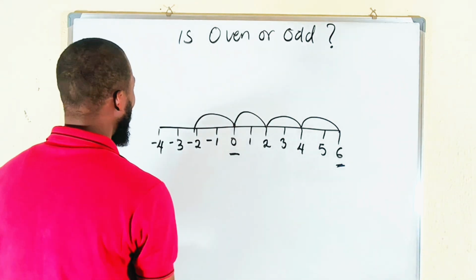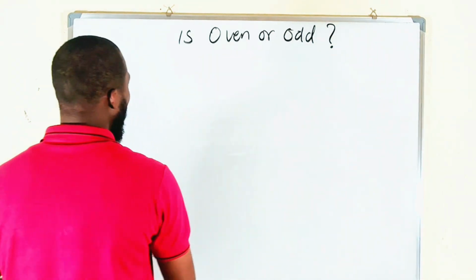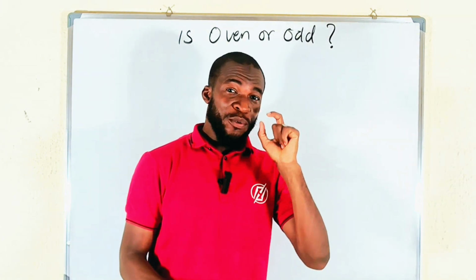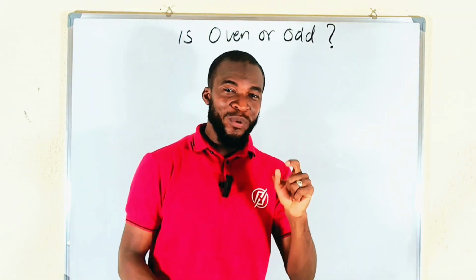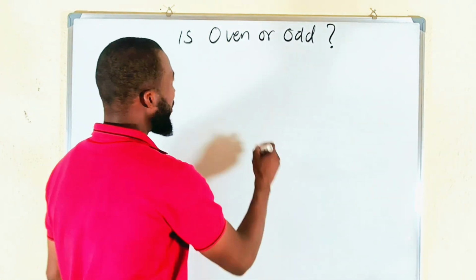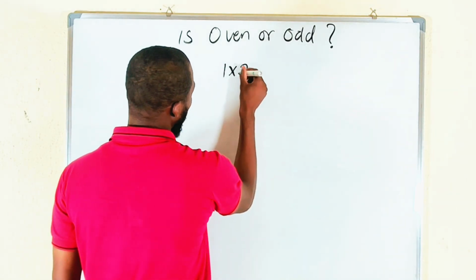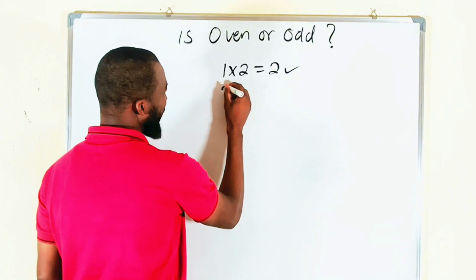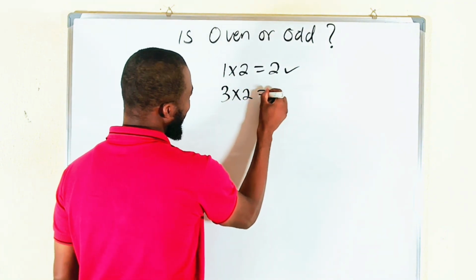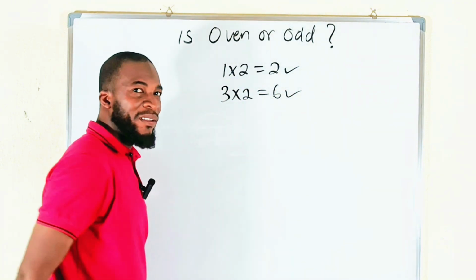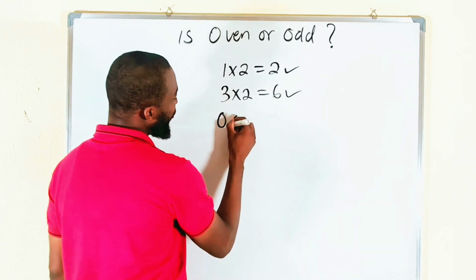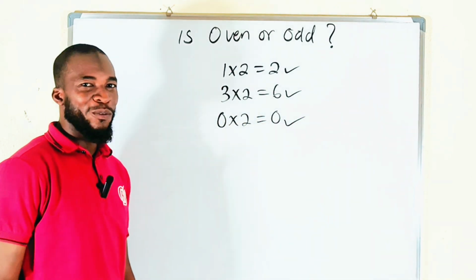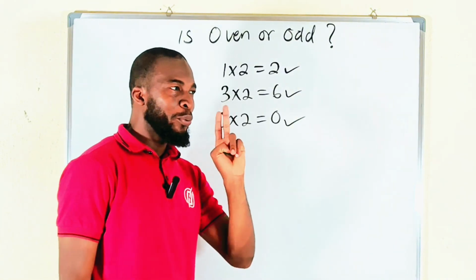Let me show you the second one. Remember, every integer you take, you multiply it by 2, it is going to give you an even number. If you take 1 multiplied by 2, this is equal to 2, which means that 2 is an even number. Take 3 multiplied by 2, this is equal to 6, which means that 6 is an even number. If you take 0, you multiply by 2, it is going to give us 0, which implies that 0 is an even number. Second proof.